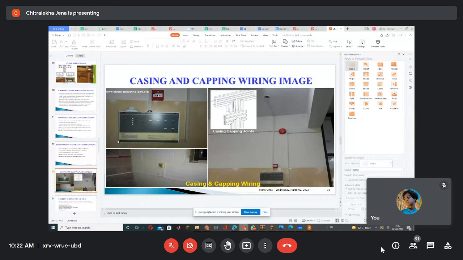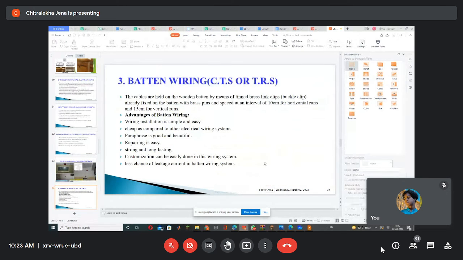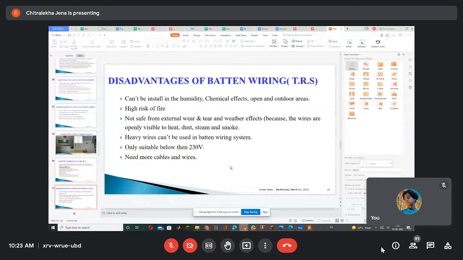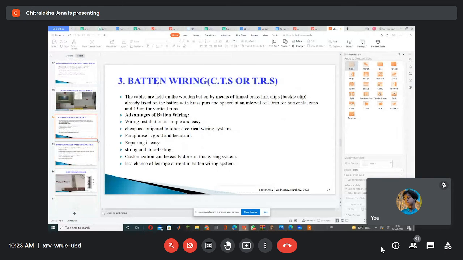Here also there are some advantages and some disadvantages. You will go through the advantages and disadvantages. I'm not going into the details. Only two to three advantages you remember. I have given more than two to three advantages.